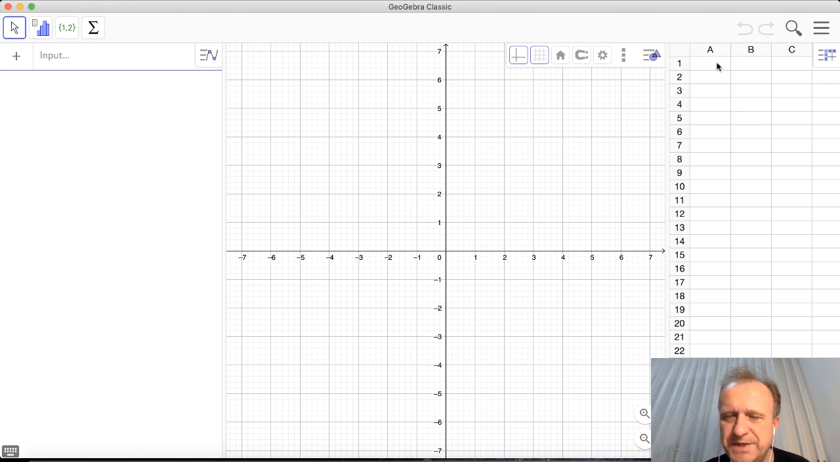Now I need to set up the table for this function. Let me start with the number -4 as the first number, and then I will go with a step of 0.4.